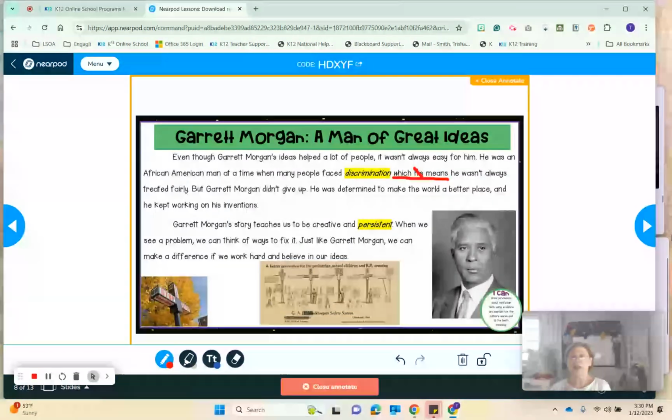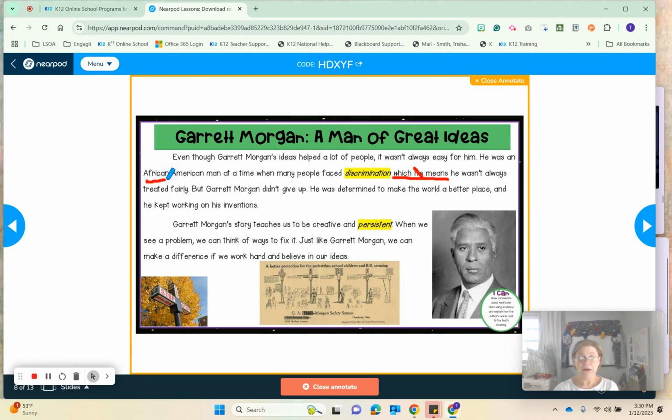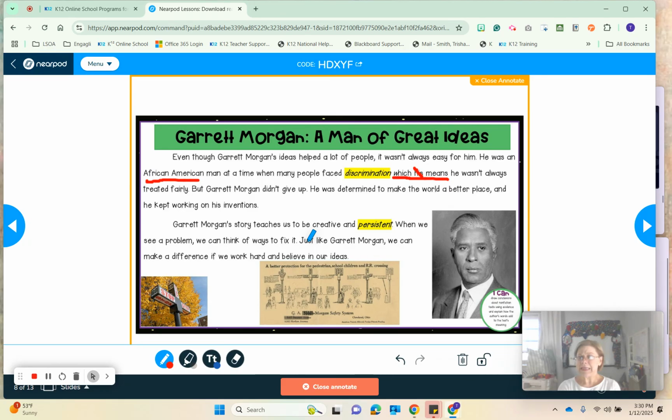Now, why do you think Mr. Morgan was discriminated against? So if we look at Mr. Morgan and we look at the sentence, it tells us that he was an African American man and he was also born in 1877, I think. Back then, there was a lot of discrimination and African Americans were not always treated fairly because of the color of their skin. But he did not stop. Just because people were not treating him fairly does not mean that he stopped.